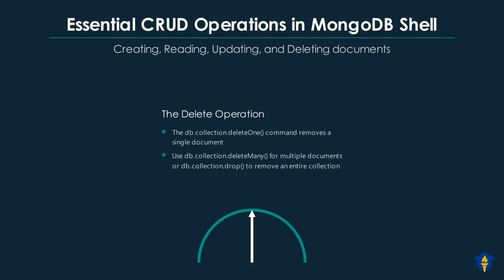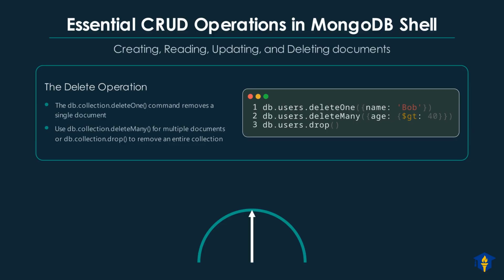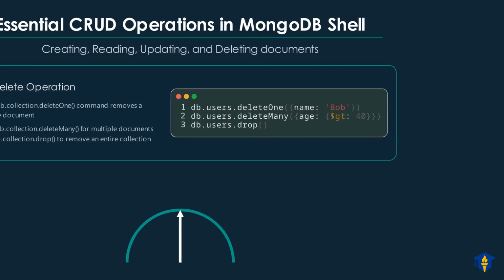Finally, we cover the delete operation for removing data. The db.collection.deleteOne command removes a single document, while deleteMany removes multiple, or drop removes a collection. This code demonstrates deleting one user, deleting multiple users based on age, and completely dropping the users collection.